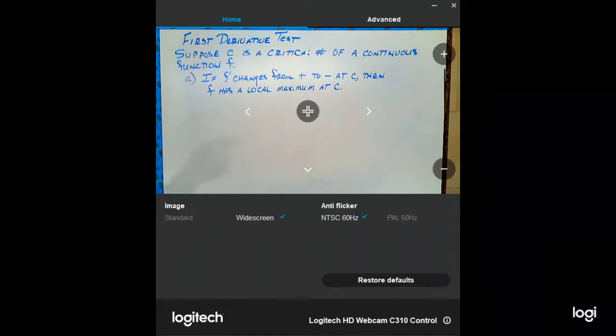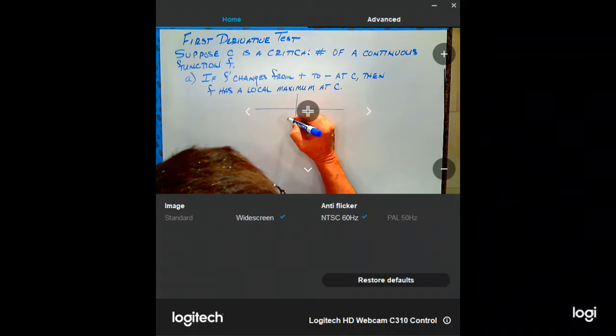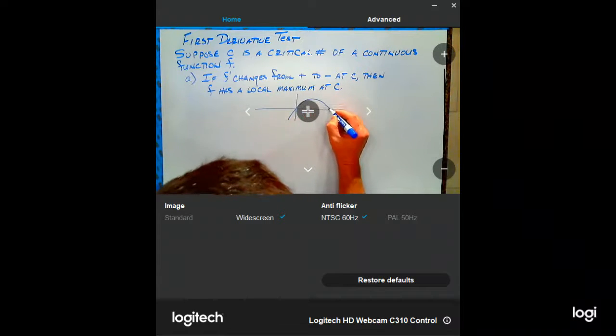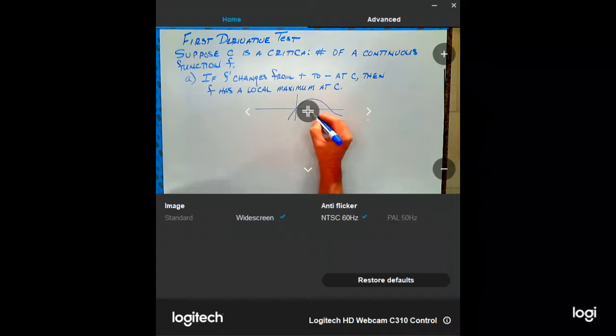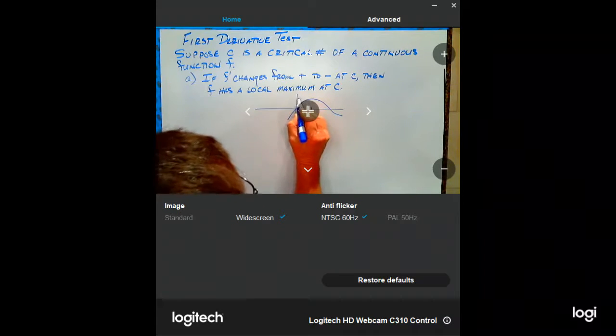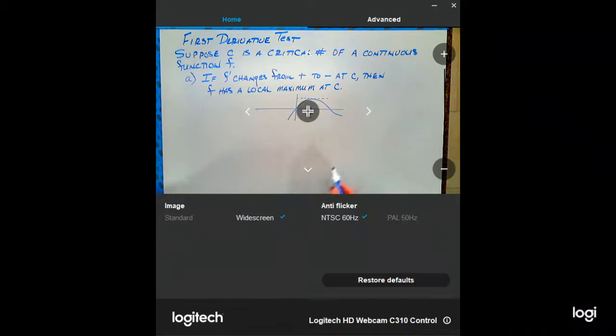So the first derivative test tells us if the derivative changes sign from positive to negative. Now, if we think this through, we'll draw a little sketch here. The derivative changes sign from positive to negative at C. So if we just draw a rather simple function, a function that goes like this, this is C, that's our critical number, because at that point the derivative is equal to 0.